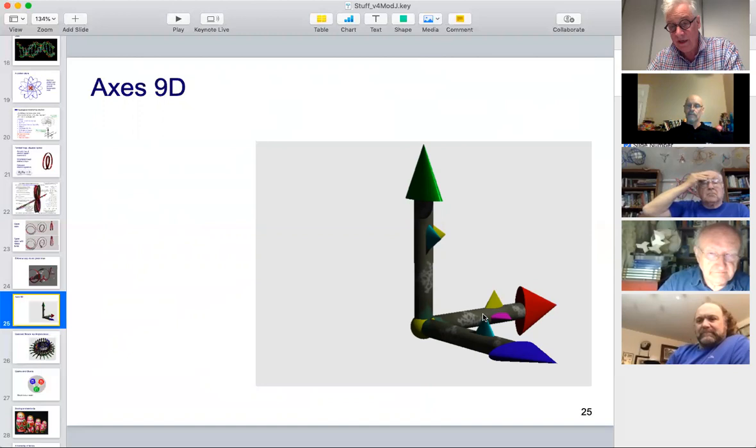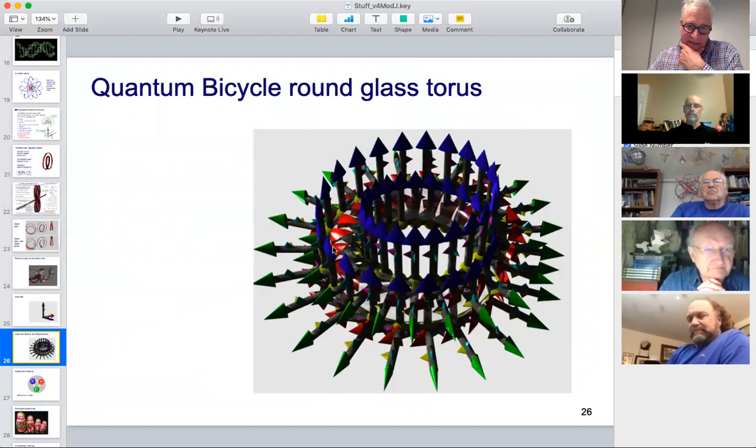But this is a 9D thing, which is enough to draw an electron. There's the electron drawn with these things. Not very obvious. There's actually glass in there. Can you see some of these things are deformed?